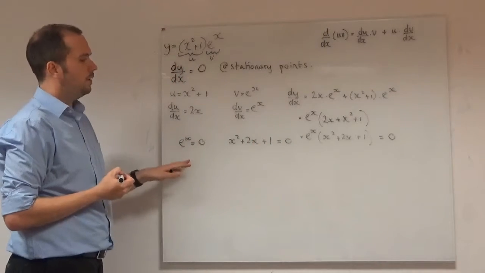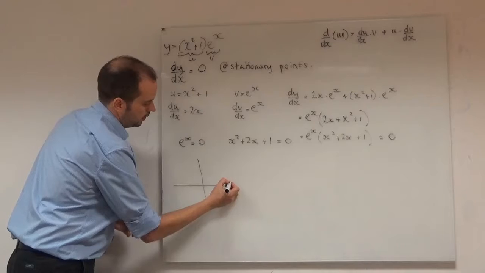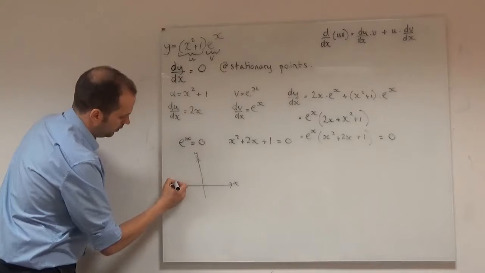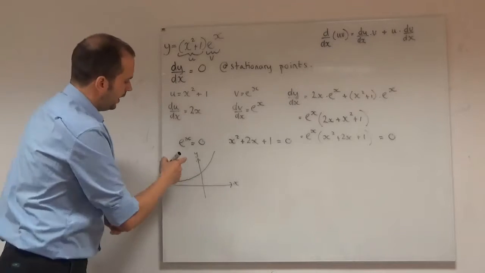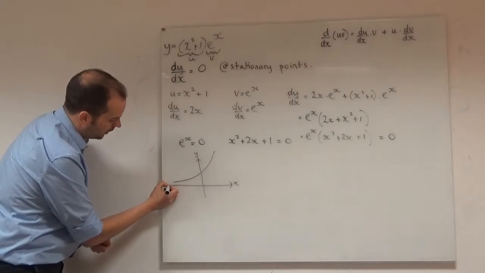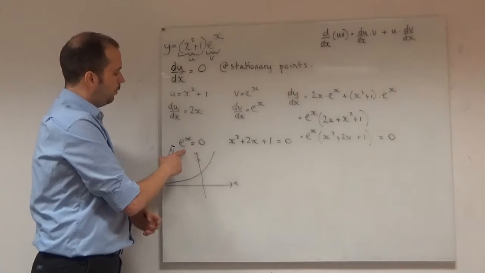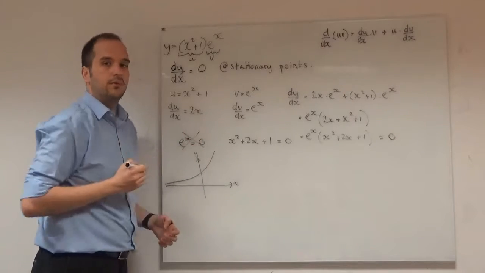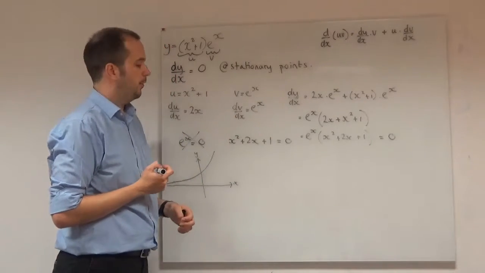Now, if we think about the exponential function, if we do a quick sketch of it, with an x-axis and a y-axis, it looks something like that. And you can see that the exponential function is never actually equal to 0. It gets very close to it, but it never actually gets there. So when is e to the x equal to 0? Well, it never is. So we don't get a solution from this part. So our only solution comes from solving this quadratic equal to 0.